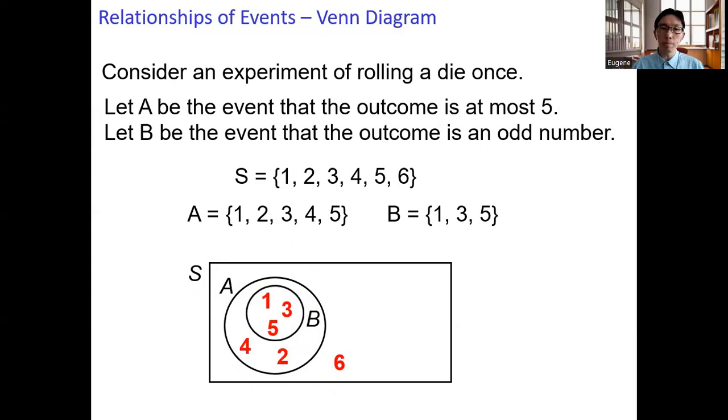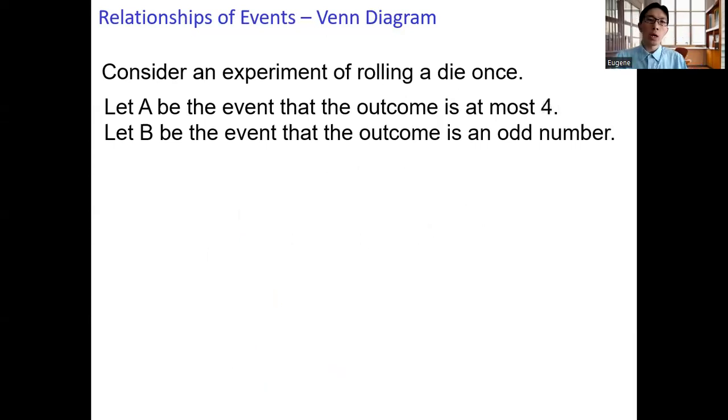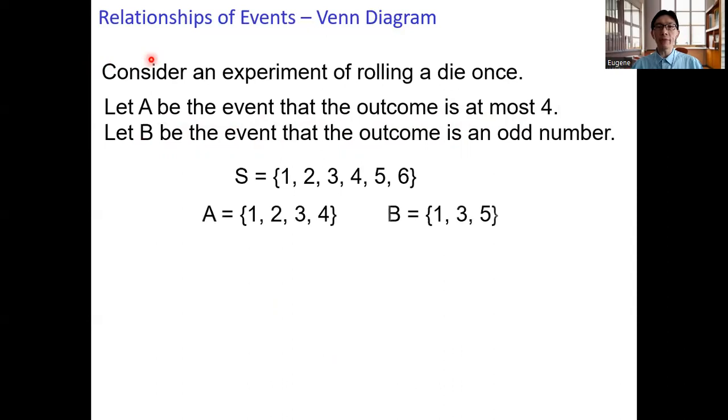Let's move on to the next one. Here we let event A be the event that the outcome is at most 4, and B be the event that the outcome is an odd number. Write out the sample space and the corresponding sample points for event A and event B. So event A consists of the numbers 1, 2, 3, and 4, and event B consists of the numbers 1, 3, and 5. Construct the Venn diagram.